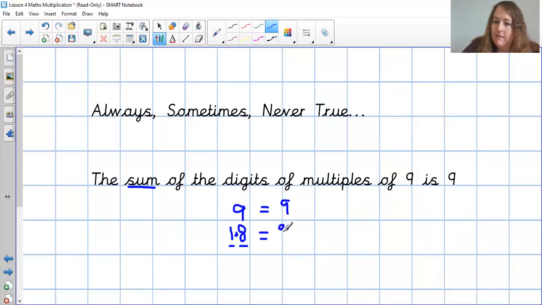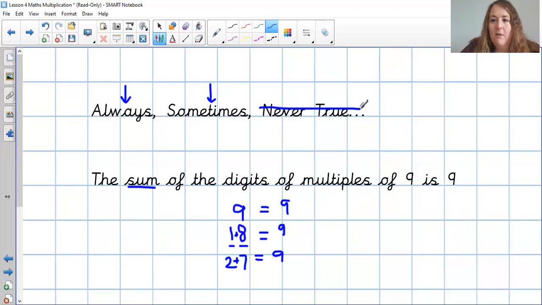I'm going to do one more with you. 3 times 9, I know, is 27. Oh, and if I add my 2 and my 7 together, it's given me 9 as well. I wonder if that works for all of them. At the moment, it seems always true, but I wonder if it works for all of them. So we know it's not going to be never at the moment.